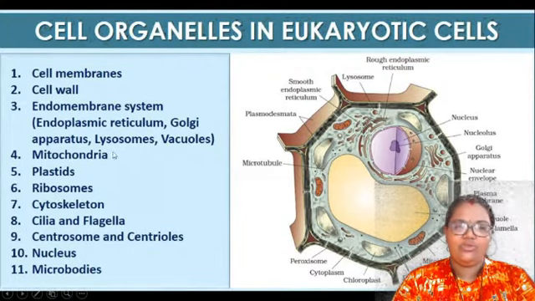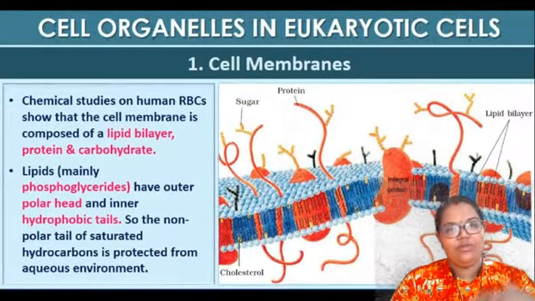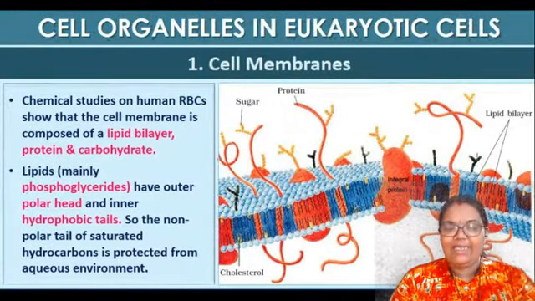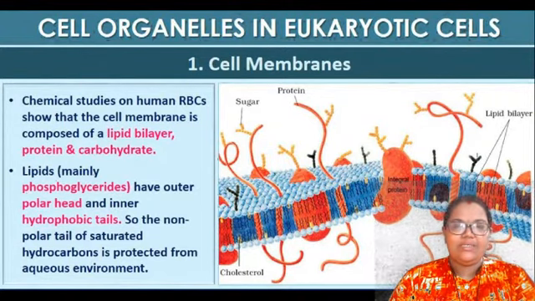Then there are mitochondria, plastids, ribosomes, cytoskeleton, and cilia and flagella in some organisms. There are also centrosome and centrioles, which are very important in cell division, the nucleus, and even microbodies. We will discuss them one by one. In this session, we are going to discuss the cell membrane, cell wall, and the endomembrane system.